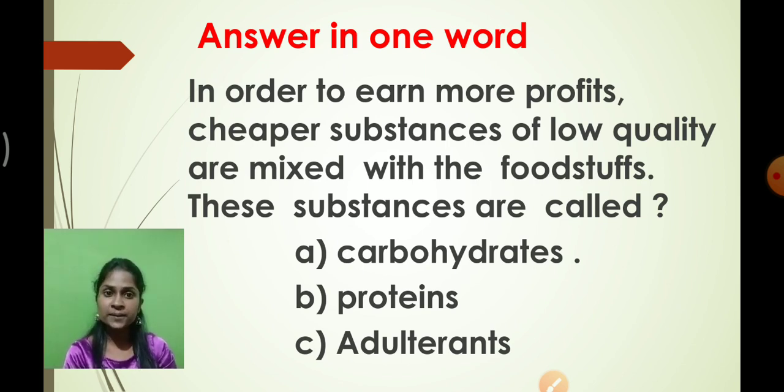What do we call them, student? Option A, carbohydrate. Option B, protein. Option C, adulterant. What do you feel? Yes, just now we learned about the adulterant. So what is the correct option over here? Option C is the correct option. The adulterant will be the right option. Got it? Student, likewise you have to click on the right option.